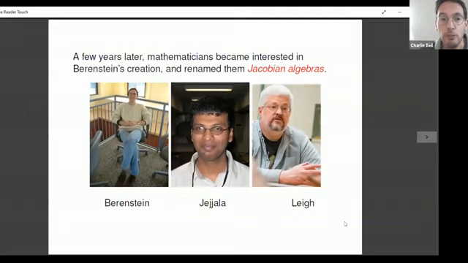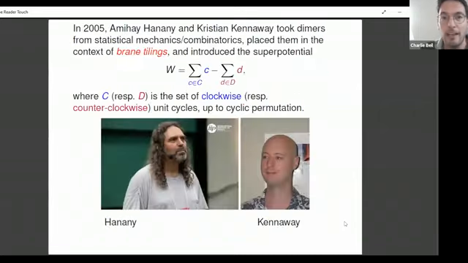Okay, so a few years later, mathematicians became interested in Berenstein's creation and renamed them Jacobian algebras. So here's a picture of David Berenstein on the left. These are where superpotential algebras or Jacobian algebras came from. And then the other people involved. So Robert Ley, and then in 2005, oh shoot, there's a thing blocking my view.